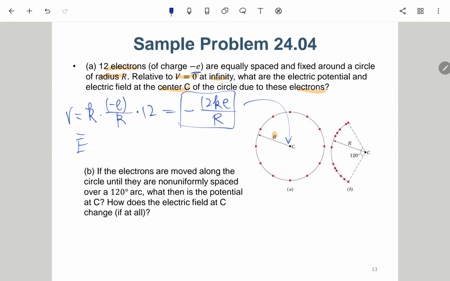But the E field will be zero, because, for example, this one and this one, on the opposite sides, the two electrons will generate E fields that cancel each other. So all the 12 electrons will generate E fields that are all cancelled at point C.